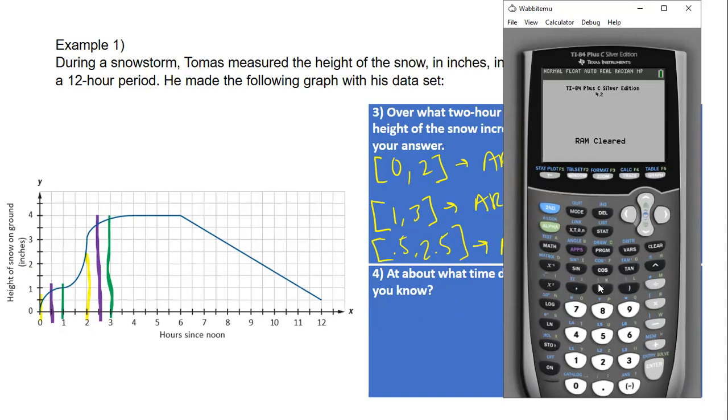So from 0 to 2, I need to know what is the y value at 2 minus the y value at 0. Does that make sense? So I go to 2 and my y value is at 3. Minus what is my y value at 0? 0. And we already know our interval, and this is over a 2-hour interval. Does that make sense? So we went from 3 to 0 in a 2-hour interval. Agreed? From 0 to 3 in a 2-hour interval. So that's my first rate of change.